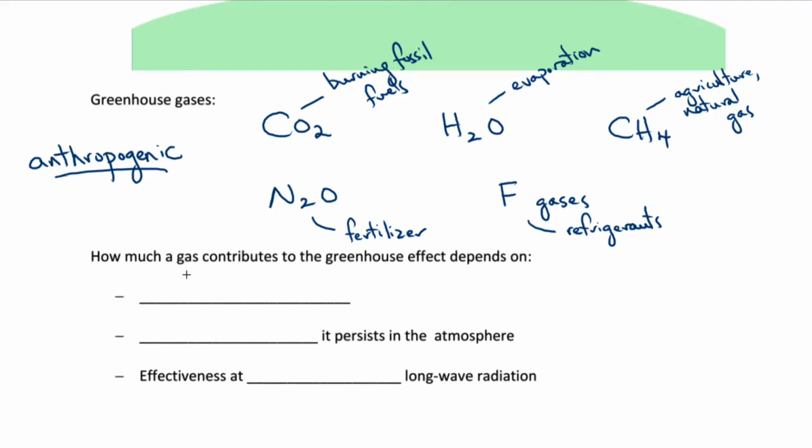Now, how much a particular gas contributes to the greenhouse effect depends on its concentration in the atmosphere and also on how long it persists in the atmosphere. And thirdly, on how effective it is at absorbing long-wave radiation. As we saw, different molecules have different effectiveness at absorbing different kinds of radiation. So just to give an example, if we compare carbon dioxide and methane, carbon dioxide is present in the atmosphere in a much higher concentration, and a molecule of carbon dioxide also persists in the atmosphere much, much longer than a molecule of methane. But a molecule of methane is a much more potent absorber of long-wave radiation than that of carbon dioxide. So the effects depend on all three of these things.